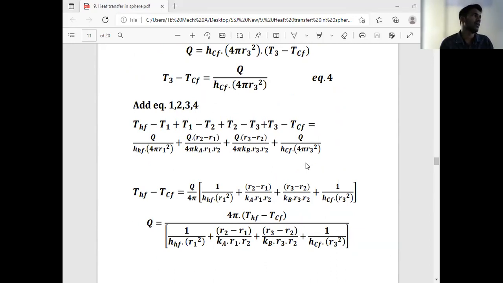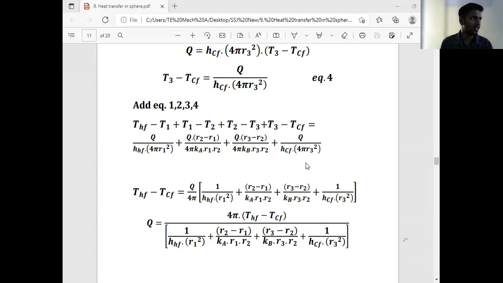Okay, so can anyone tell me if there is another layer C, so what is the change in the equation? Now we have taken only two layers, layer A and layer B. Suppose there is another layer C, then what is the change in this equation? What about the numerator? Numerator will be same or will be changed? Same. Okay, what about the denominator? First parameter 1 upon HHF into R1 square, it is same. Then R2 minus R1 divided by K R1 R2 will be same. Then second factor will be same. Which factor will be added? R4 minus R3 divided by Kc into R4 R3.